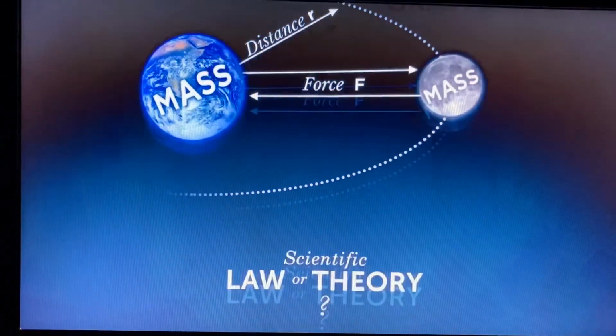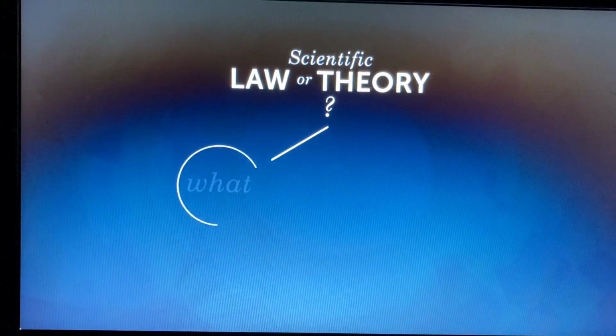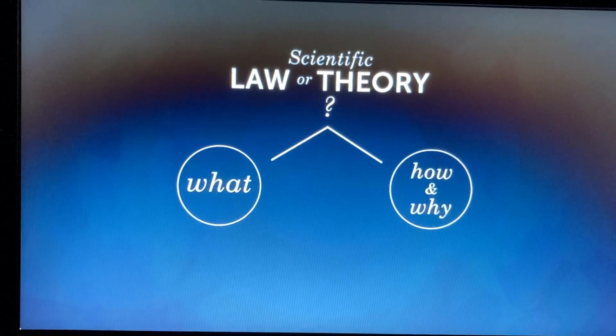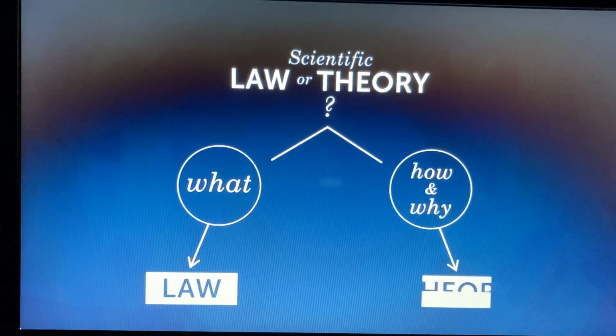When trying to decide if something is a scientific law or scientific theory, ask yourself this question: does it explain what happens, or does it explain how and why something happens? If it explains what happens, you are talking about a law. If it explains how or why something happens, you are talking about a theory.